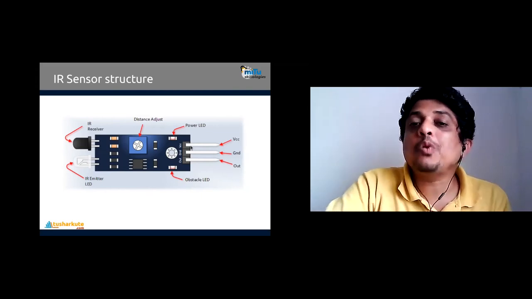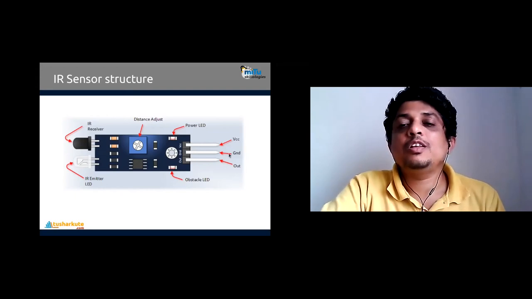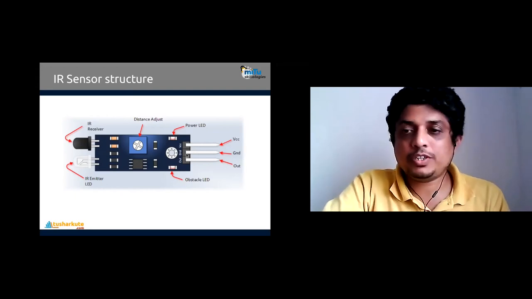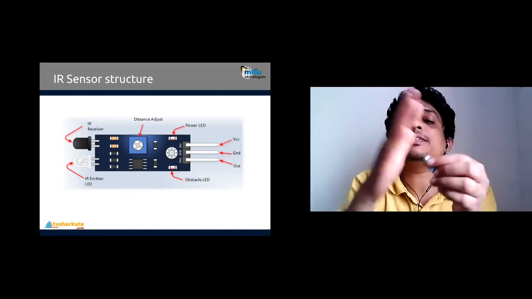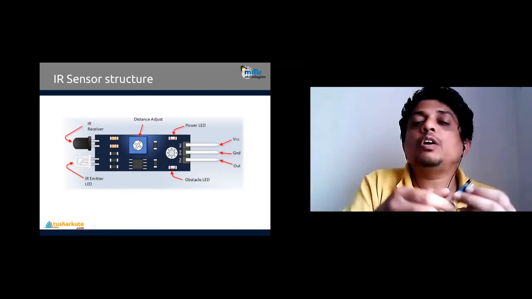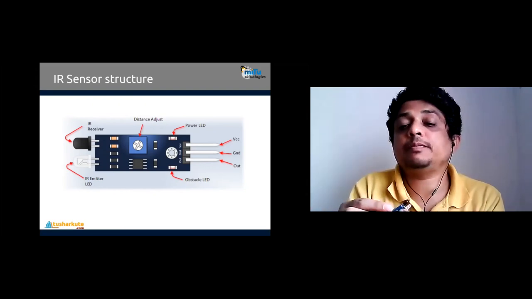V is the voltage we are supplying to the particular sensor. Ground is the ground. Obviously, every sensor contains a ground. Out will give the data in 0, 1. If an obstacle is present, out will be 0. If an obstacle is not present, out will be 1. Or vice versa, whatever is there can be detected.